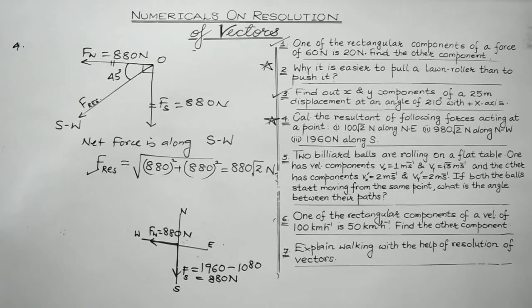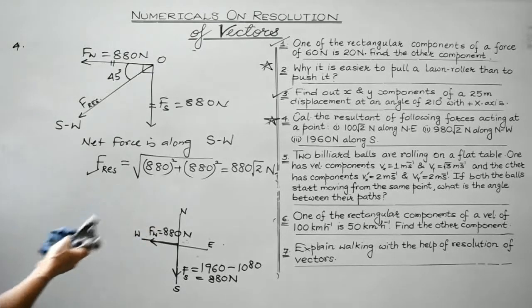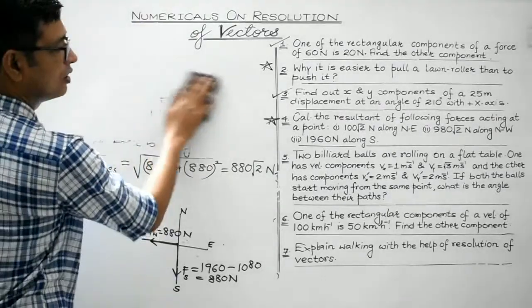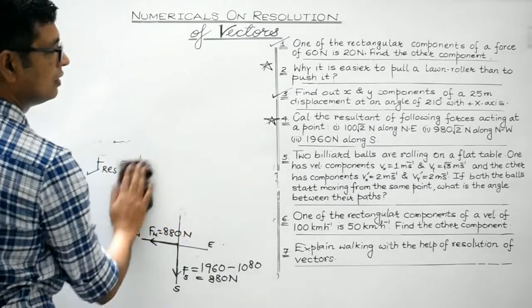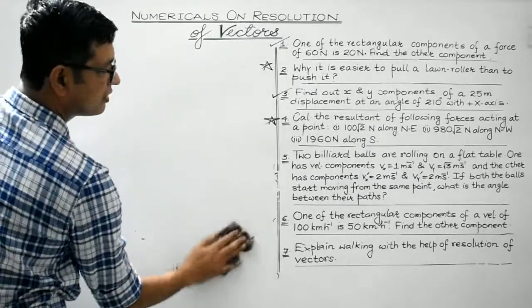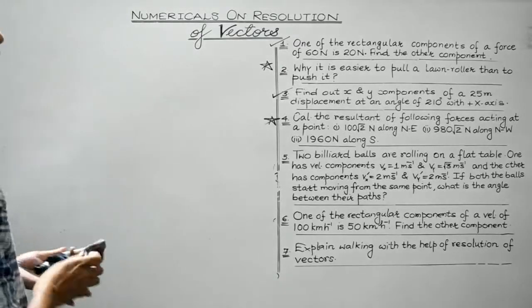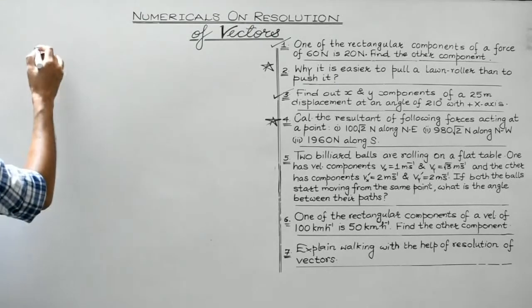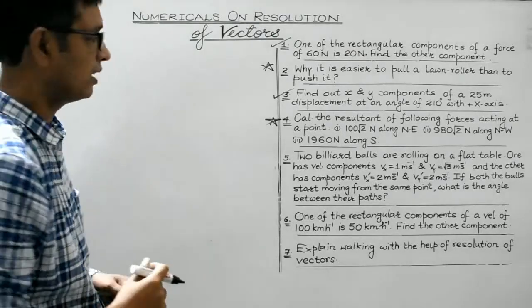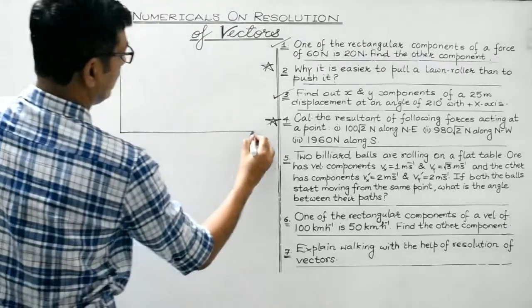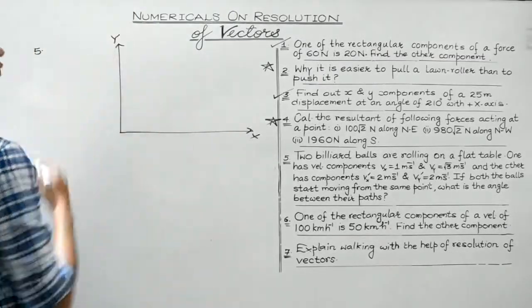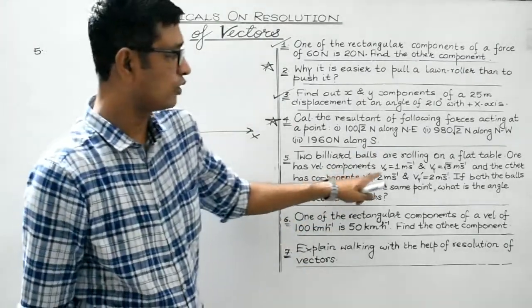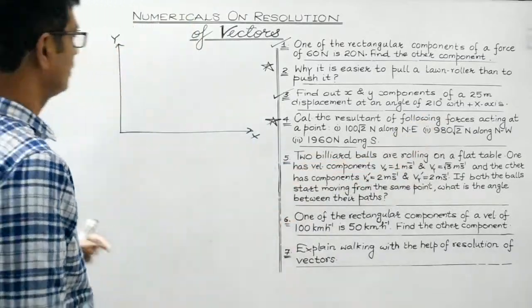Okay, let's proceed towards question 5. It's an interesting question. Two billiard balls are rolling on a flat table. One has velocity components Vx equal to 1 meter per second and Vy equal to root 3 meter per second. Again, we'll try to solve question number 5 by drawing the relevant diagram, right? So suppose this is x-axis and let us consider this to be y-axis.